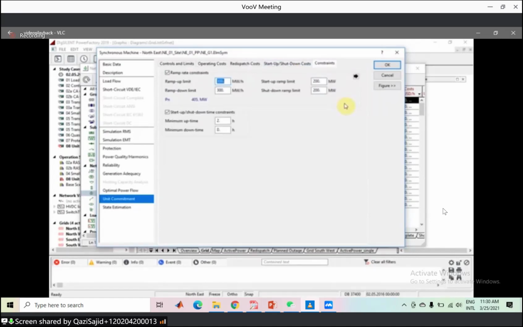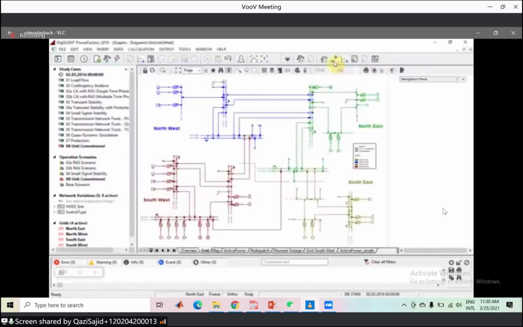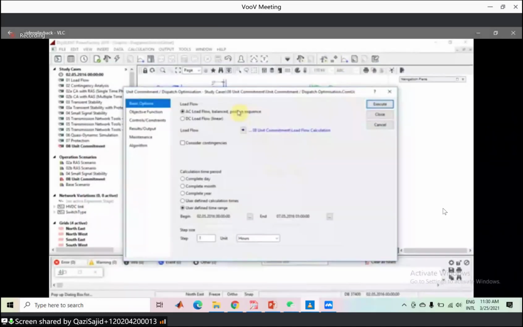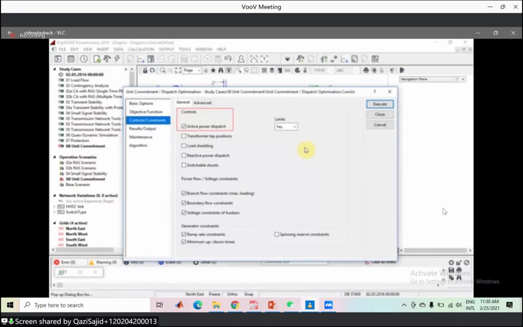Returning to the command dialog. On this page, the controls and constraints are defined. We will just use active power dispatch as a control, and we are considering the active power limits as constraints. A control or a constrained variable is only considered in the optimization if it is selected in the network element, and the class of control is selected in the unit commitment and dispatch optimization command.